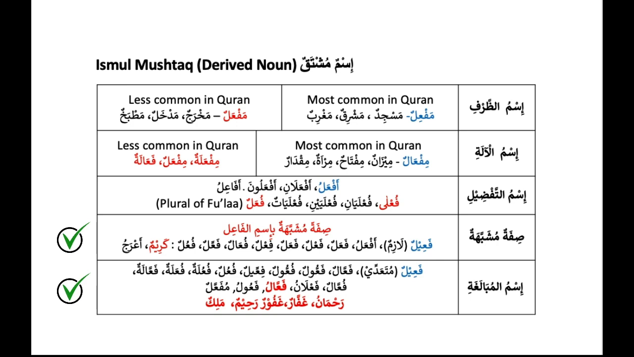How would you identify them in a sentence? Well, the context will tell you, inshallah. Plus, grammatically, fa'ilun in Sifat-e Mushabbaha will be a lazim verb, meaning it will not have any maful. But fa'ilun in Ismul Mubalaga will be a muta'addi verb, which means it will have a maful within the sentence.